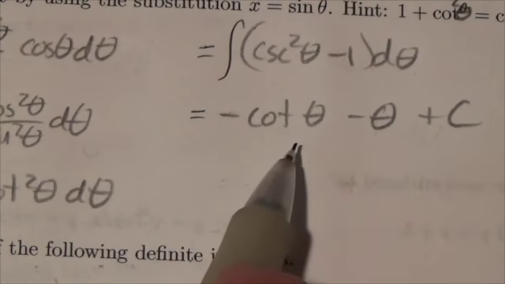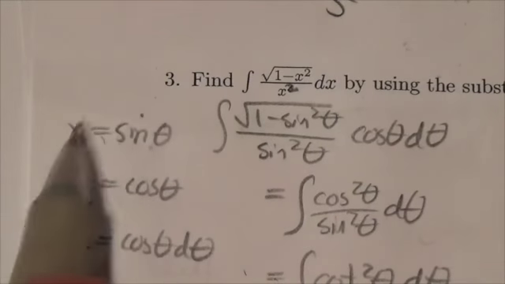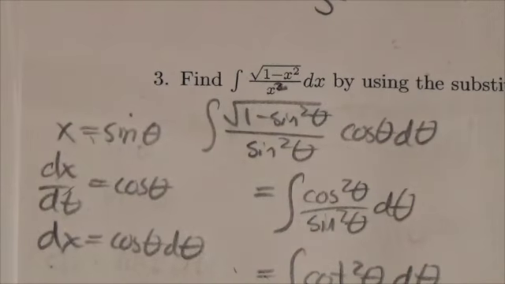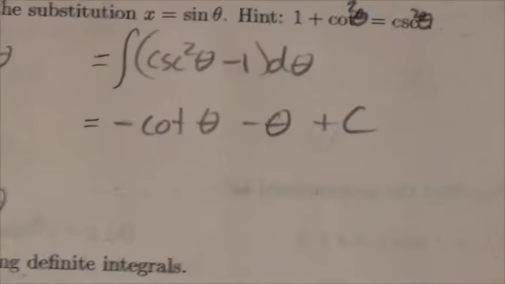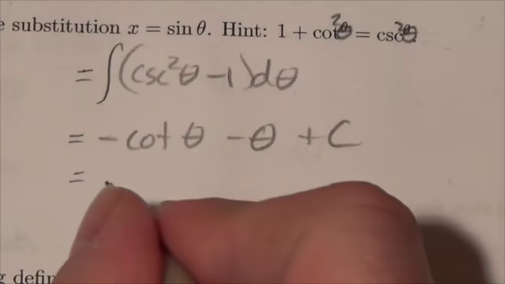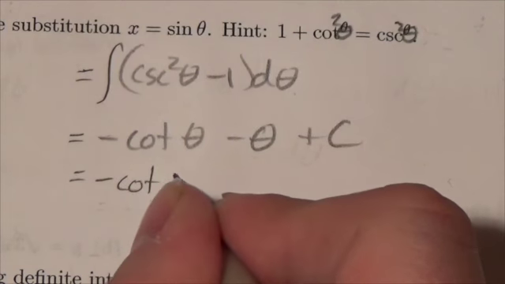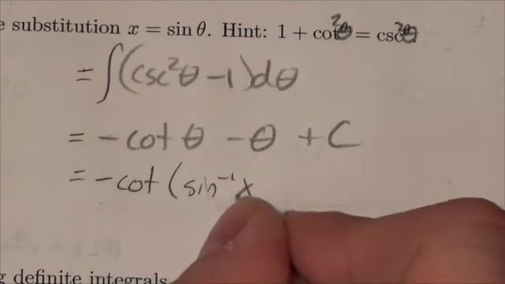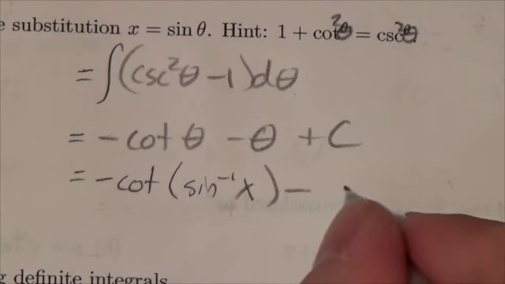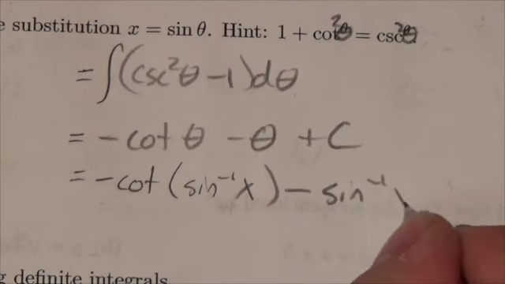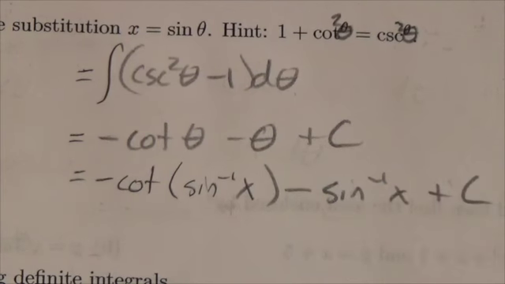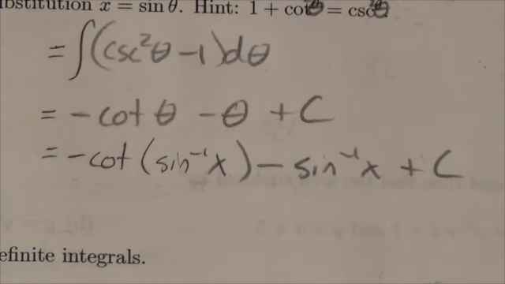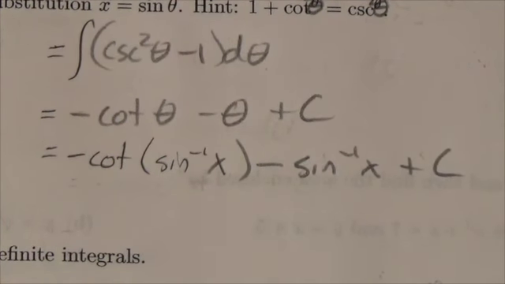Now, the thing is, though, the question isn't in terms of theta, it's in terms of x. So we've got to go back to this relationship that we were given, and notice that theta is going to equal the inverse sine of x. So this is actually going to equal the negative cotangent of the inverse sine of x, close bracket, minus the inverse sine of x plus c. That's a really awkward looking result, but there you go.